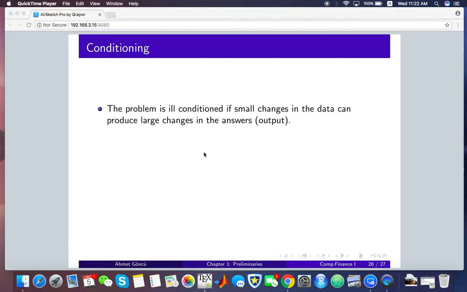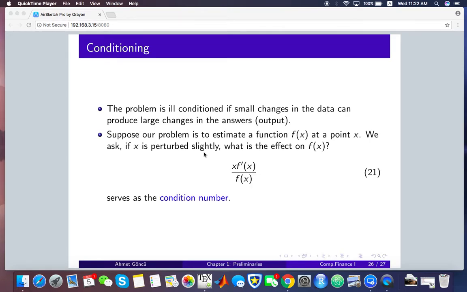So we call a problem ill-conditioned if small changes in the data can produce large changes in the output. We will introduce a simple definition to capture any potential ill-conditioned problems. Suppose we are trying to estimate a function f(x) at a point x. The question is, if x is perturbed slightly, what's the effect on f(x)?